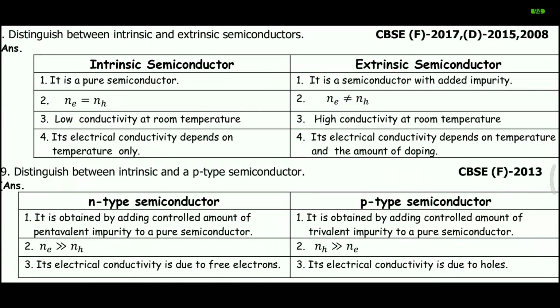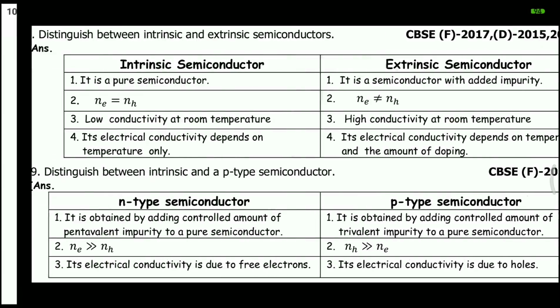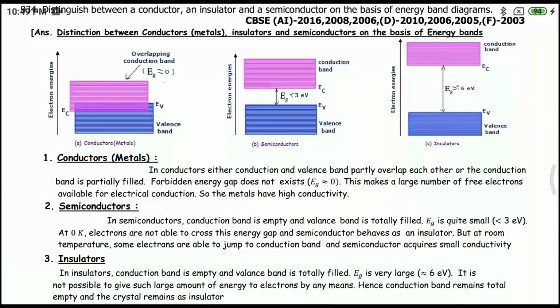Distinguish between intrinsic and extrinsic semiconductors. Okay, these are the differences. Distinguish between P and N type semiconductors. Okay, see which are very important ones. Distinguish between a conductor, an insulator, and a semiconductor on the basis of energy band diagram.